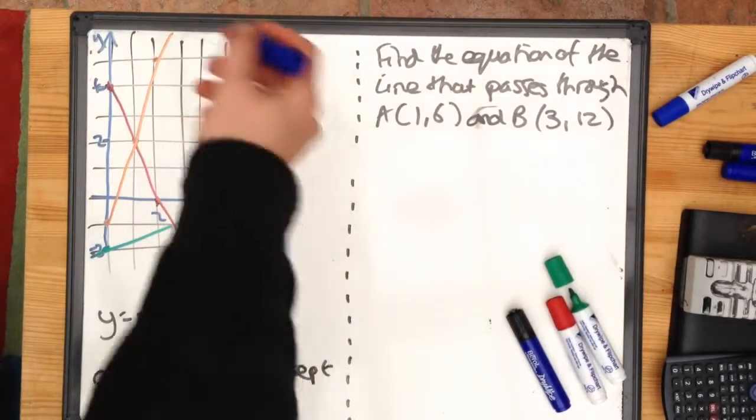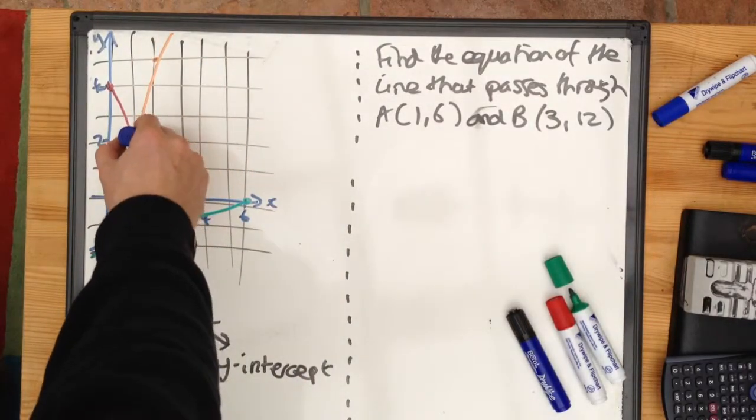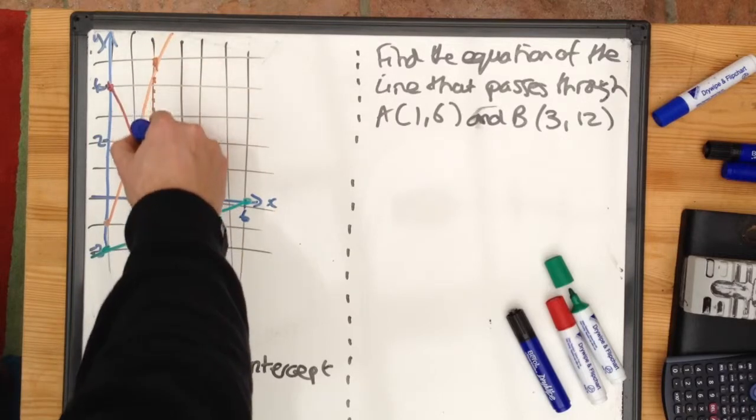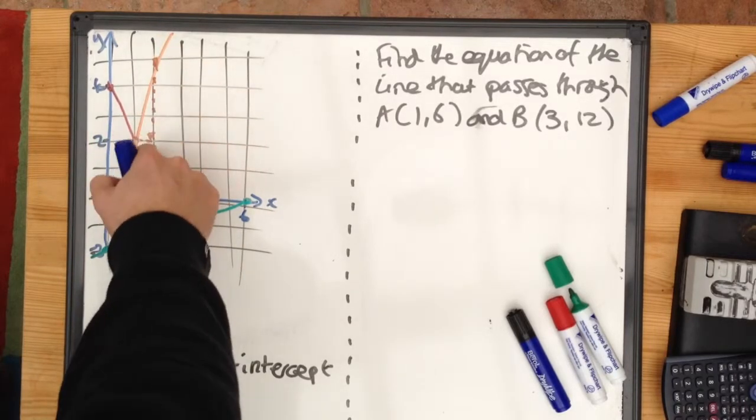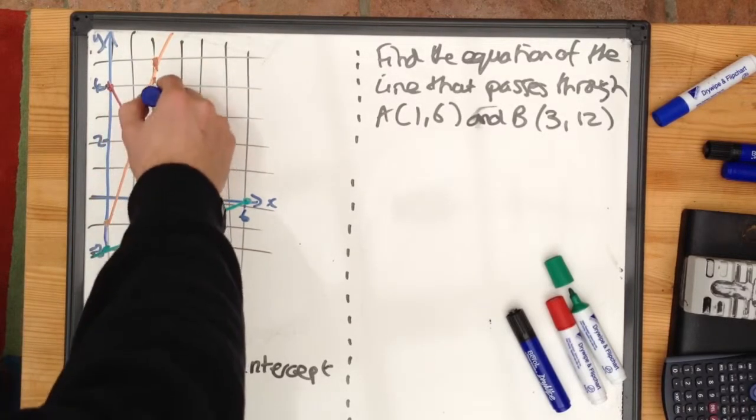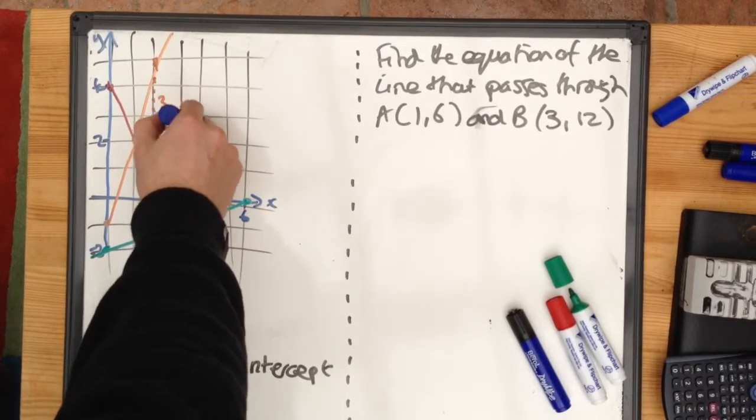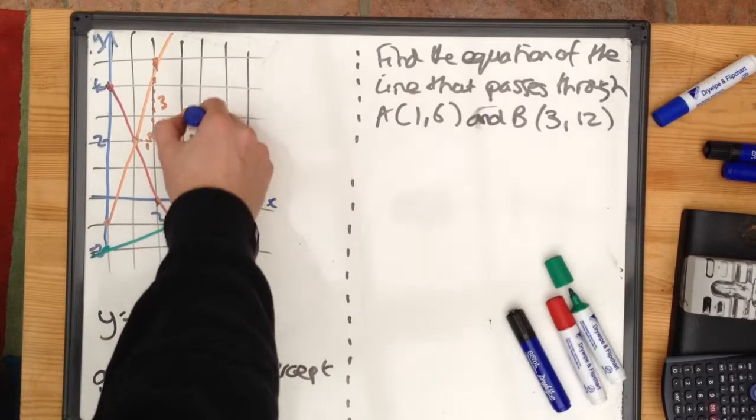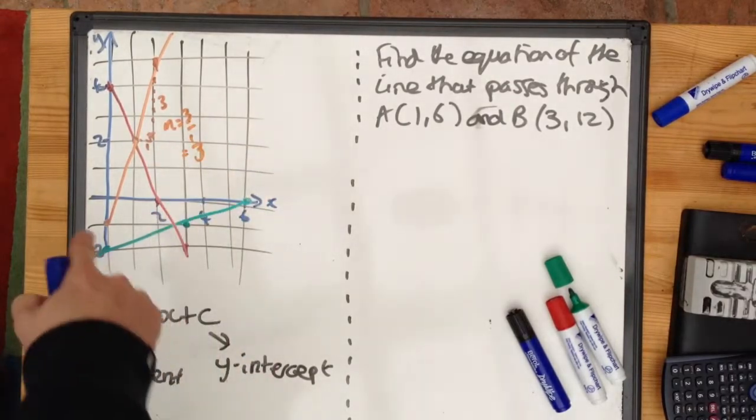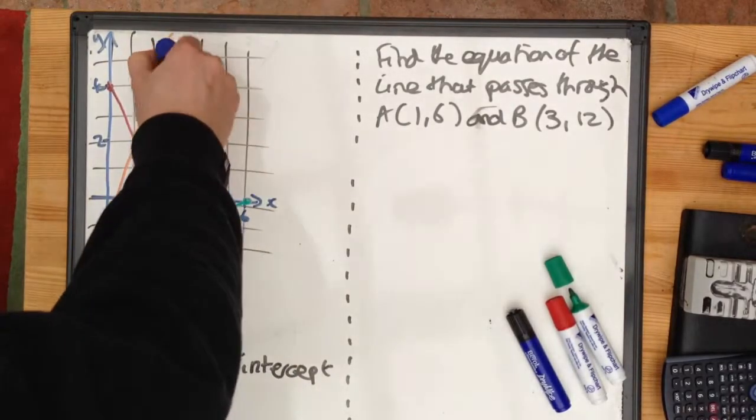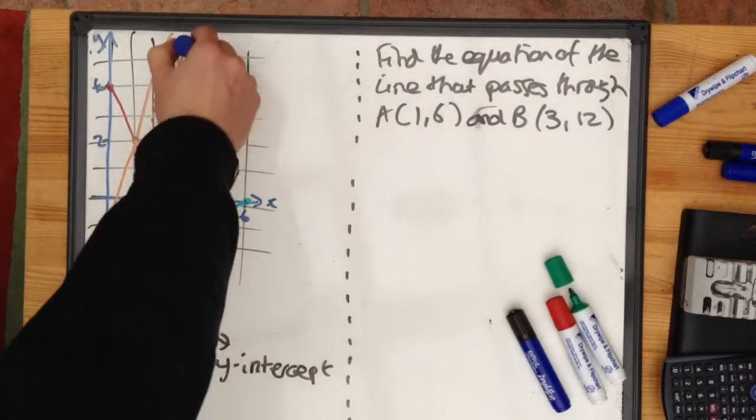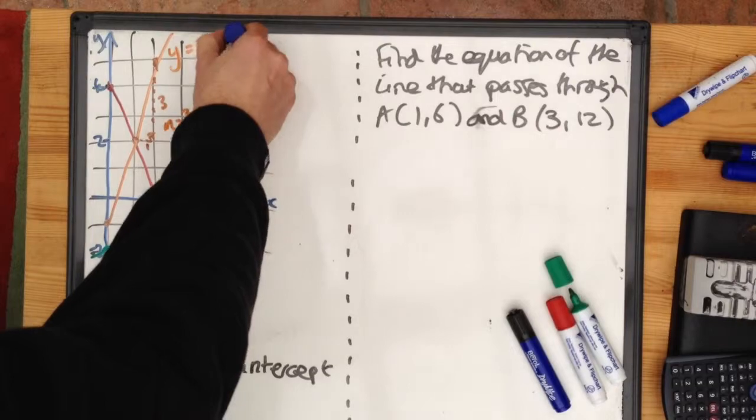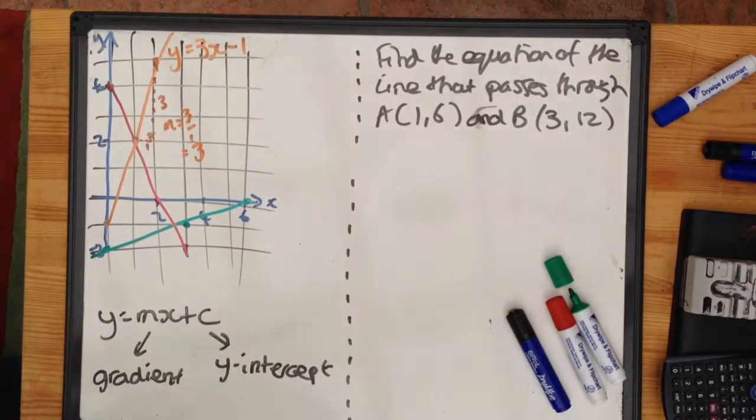To find the gradient, what we do is we mark 2 points where it hits the intersection lines there, and then we draw in a little triangle like this. This distance is 1, this distance is 3, and the gradient is the vertical distance divided by the horizontal distance, in this case 3. So the equation of this line is y is equal to m, which is 3, so 3x, c, well it hits here at -1, so 3x minus 1.